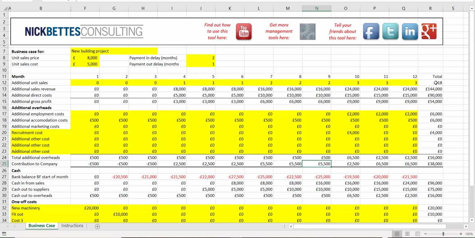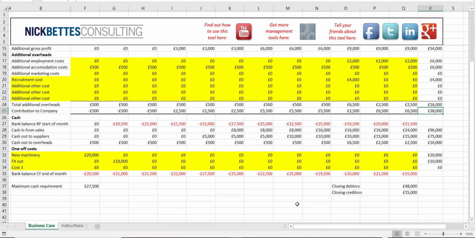So overall, we've got the 18 extra sales, 144,000 extra income, 90,000 extra costs, 16,000 overheads, giving us an additional contribution or net profit of 38,000 for the year. And that, of course, is a year where we're pretty slow the first 3 months. So by the end, we're making 2,500 net per month. So we'd be looking at 6,500 net per month, so you'd be looking at considerably better contribution for a full 12 months of operation.